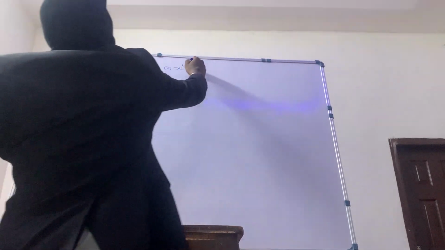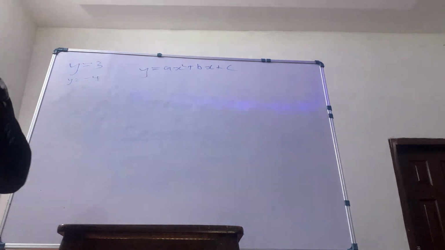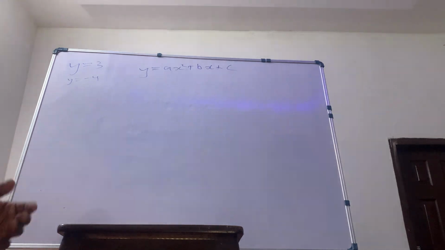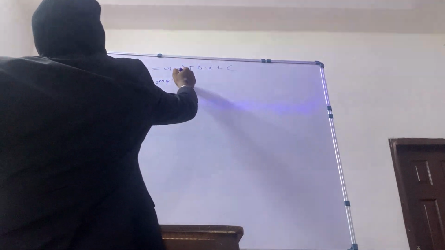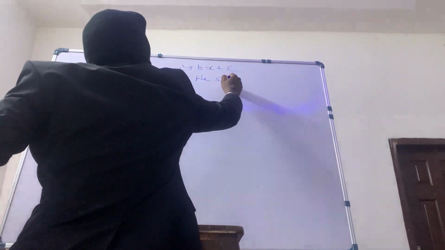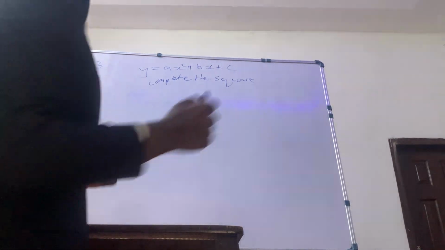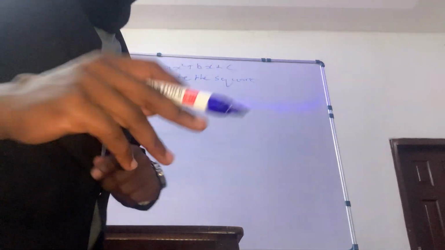Supposedly we've got the general equation. The general equation goes by y is equal to ax squared plus bx plus c. This is just the general quadratic equation. Now here, what are we going to do? We are going to complete the square. What do we mean by completion of the square? Okay, bear with me. I'm going to show you what we mean by completion of the square.